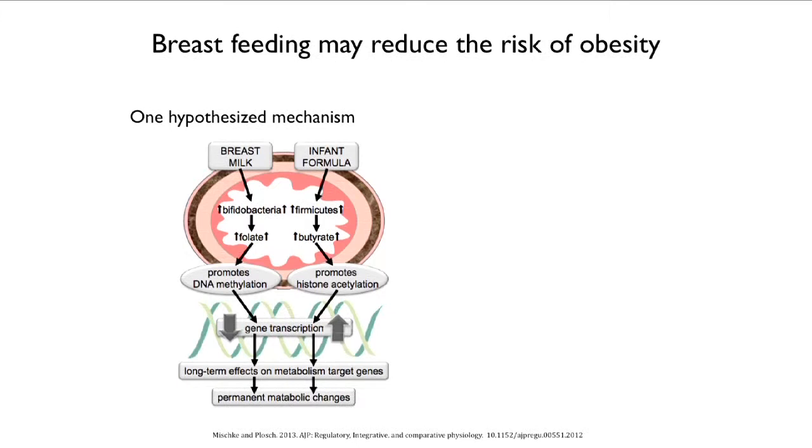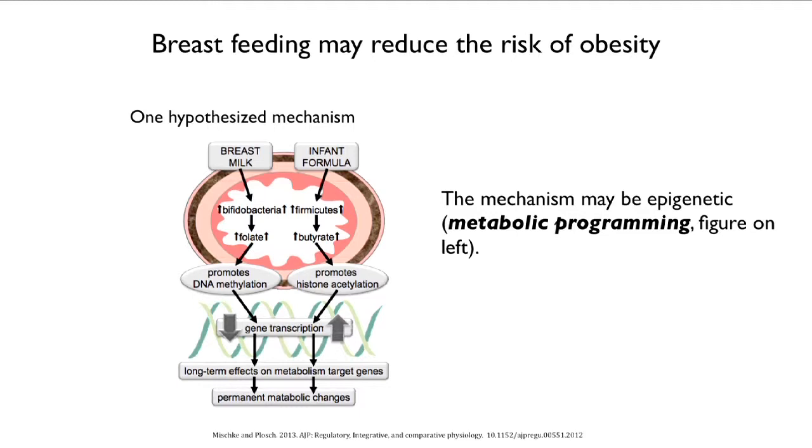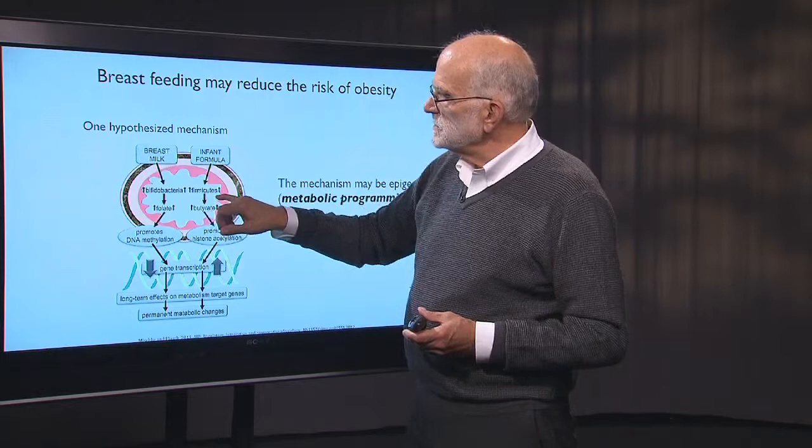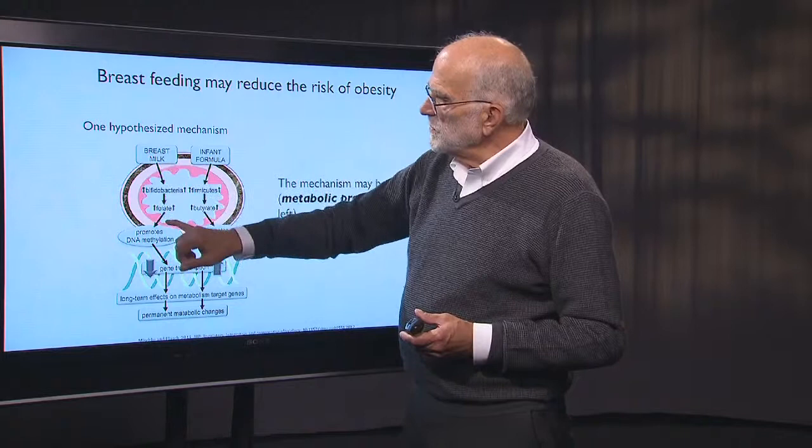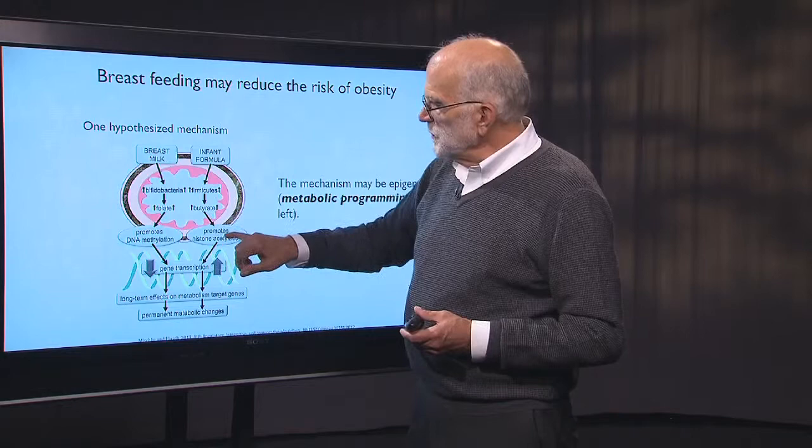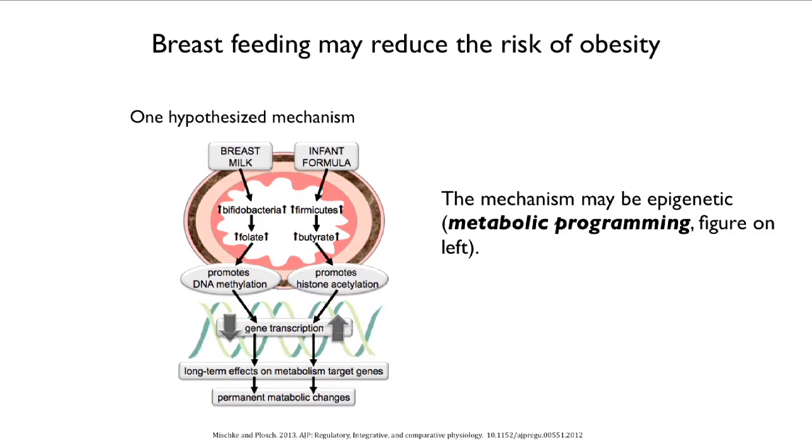Breastfeeding may not only be mediating the risk of atopies, but also of obesity. And the mechanism may very well be metabolic programming. So breast milk would increase the concentration of bifidobacteria. Infant formula would increase the concentration of firmicutes. Breast milk would increase folate, which would promote DNA methylation. Butyrates would promote histone acetylation. That would affect gene transcription, and there would be long-term effects. So this is a hypothesis, and the different elements in that chain of causation are being worked out.